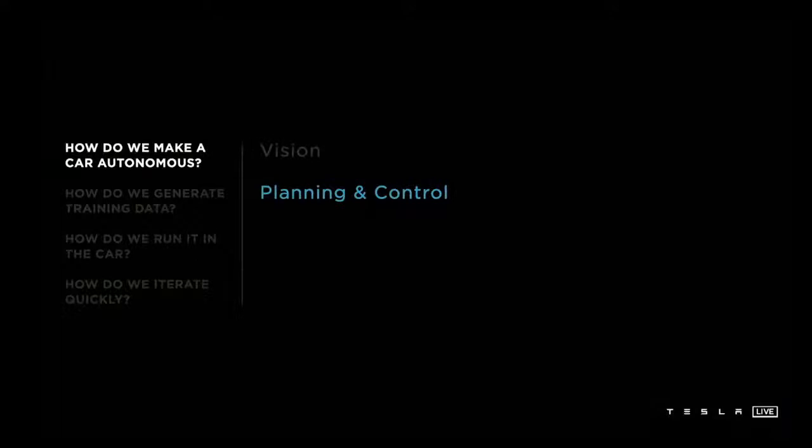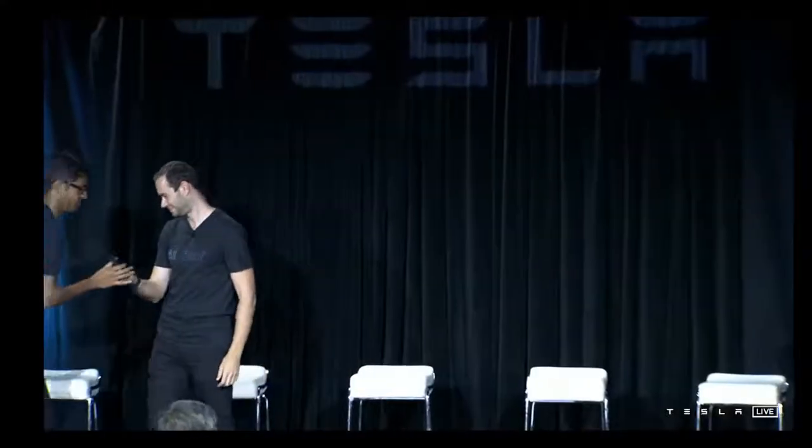But this basically is how you achieve a very nice vector space. And now I believe Ashok is going to talk about how we can run planning and control on top of it. Thank you, Andre. Hi, everyone. My name is Ashok. I lead the planning and controls, auto labeling, and simulation teams.